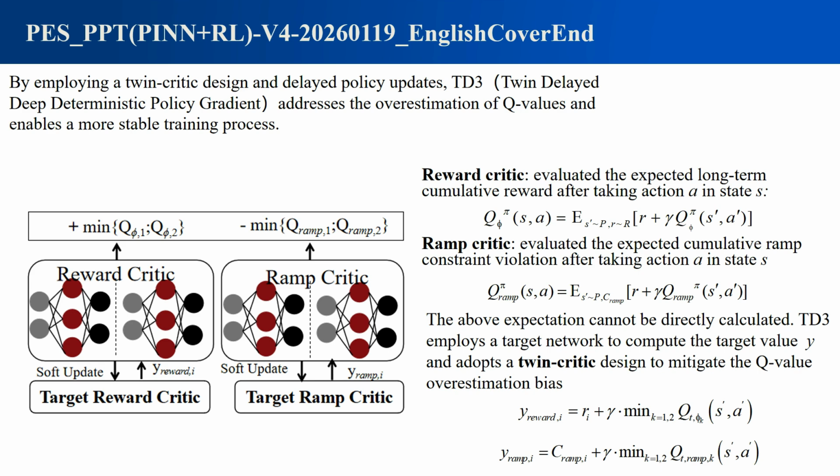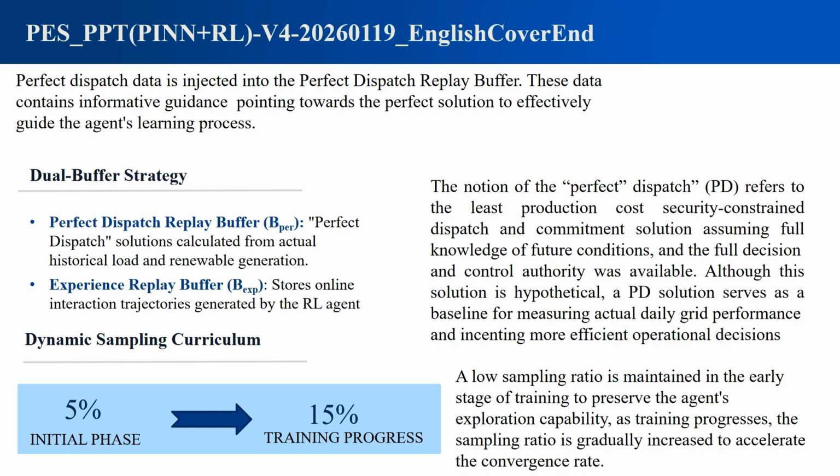The delayed actor update prevents the actor from chasing noisy critic estimates at every iteration. In dispatch terms, this means the agent does not simply maximize a short-term reward. It learns under two value signals, one for economy and one for intertemporal security. Expert knowledge enters through a dual buffer strategy.